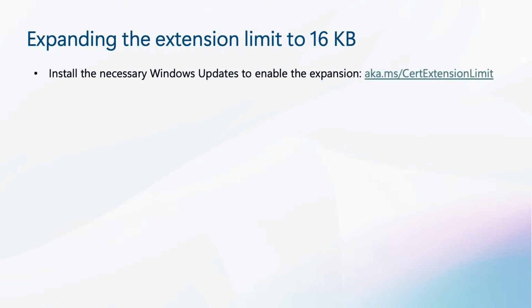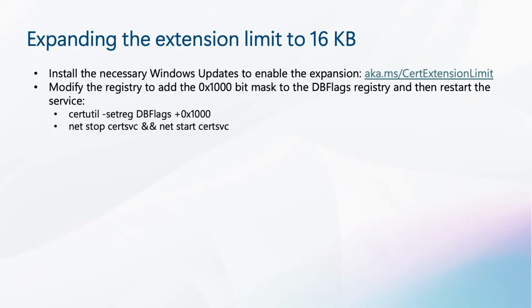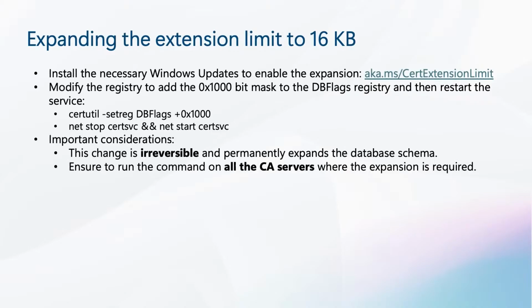This requires you to first download the necessary Windows updates to enable the expansion, which you can find at aka.ms/certextensionlimit. Following that, you will need to make a registry change where we add the 0x1000 bit mask to the DBFlags registry key and restart the certificate service for the changes to take effect.